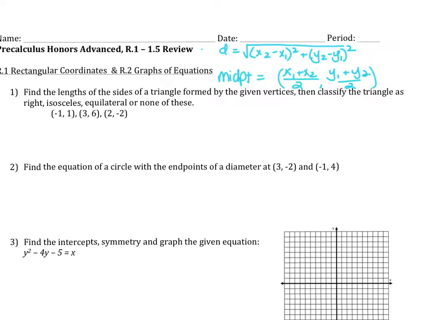But when you're comparing them, they don't have to be. If you get square root 20 and square root 20, that classifies it as isosceles. But if you're providing the answers to me as a side, it would be 2 root 5 and 2 root 5.